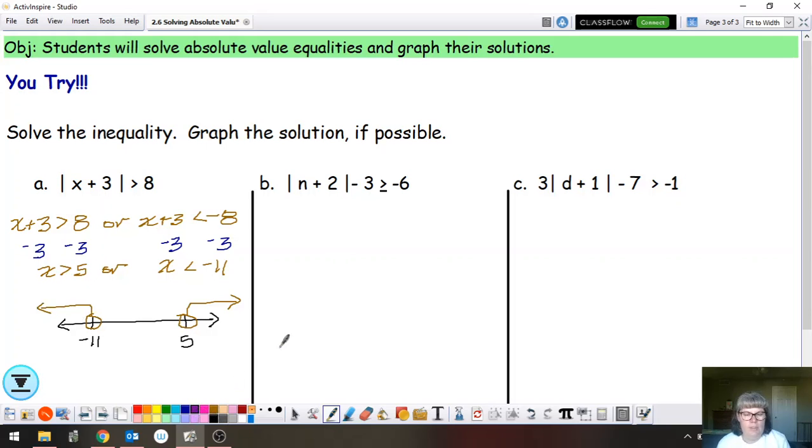For the inequality on B, before you do anything, you need to add 3 to isolate the absolute value. Do not make any decisions about the problem until you have isolated the absolute value. So it turns out we have the absolute value of n plus 2 is greater than or equal to -3. So we know that absolute value is a positive value because it is distance, and we're saying it is greater than -3. Well, positive is always greater than negative, so this is all real numbers.